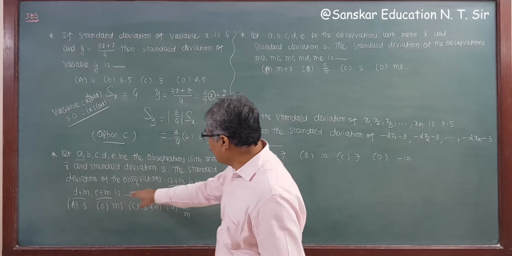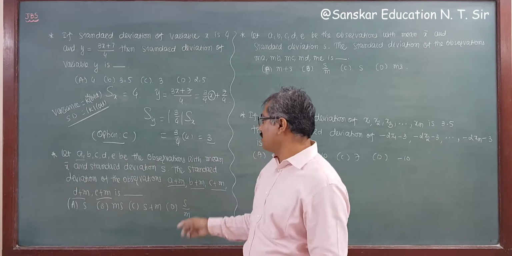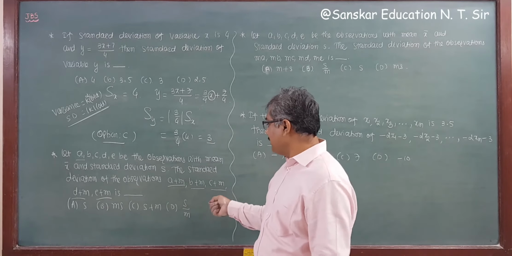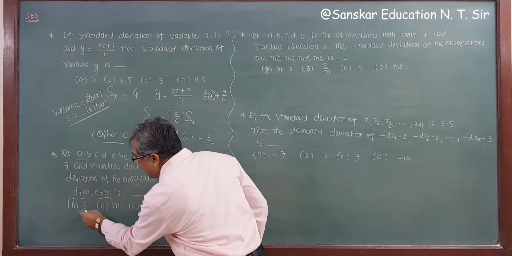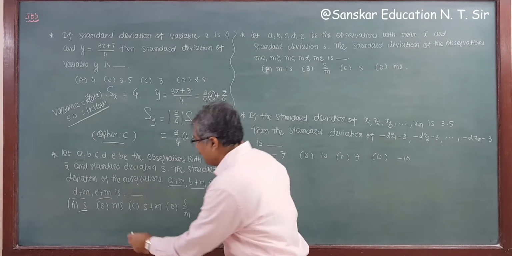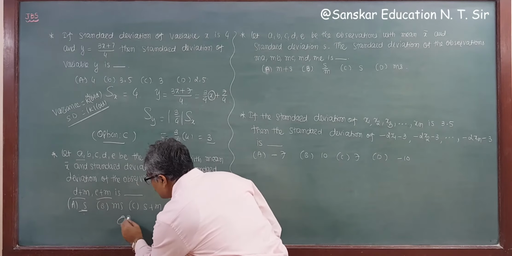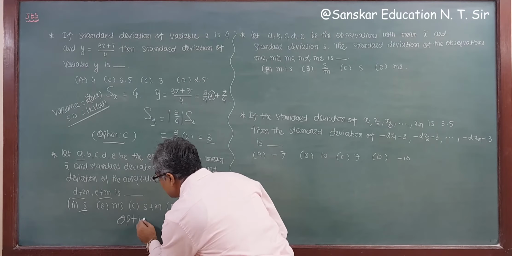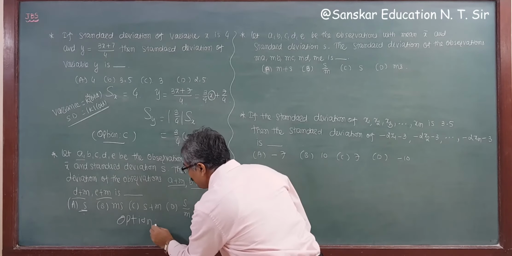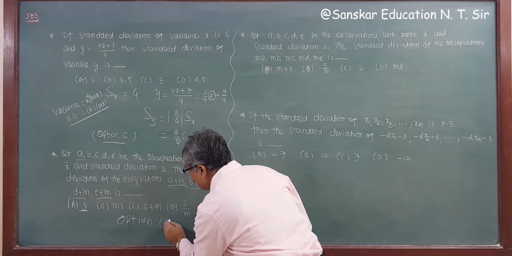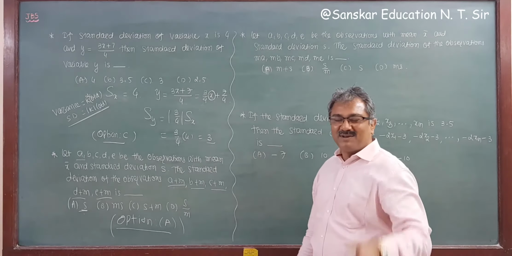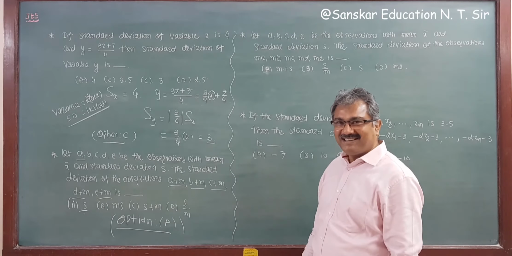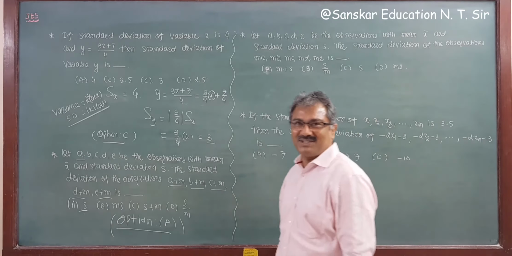Then what we have to find out? The standard deviation. If we add this, then the standard deviation isn't affected. So option A is your correct answer, right? Yes, I am able to write with my left hand. It is the first time, right? You see here.